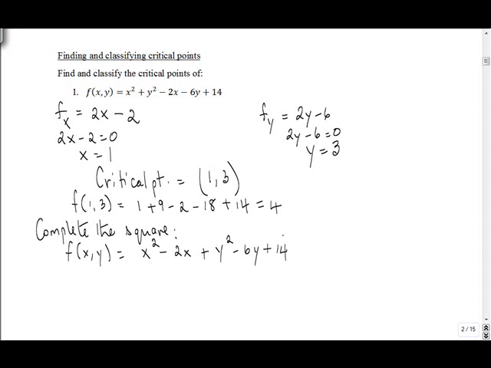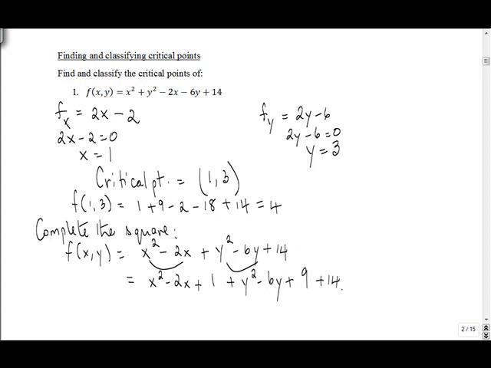Okay? Now we are going to complete the square. We are going to do it for the x's and then for the y's. So x squared minus 2x, what do we add to complete the square? 1, yes. So you divide the coefficient of x by 2 and square the result. So minus 2 divided by 2 is negative 1, squared, you get positive 1. Do the same thing for the y's. What do we add to the y's to complete the square? 9, beautiful. Divide negative 6 by 2 and square it. Then add the 14.